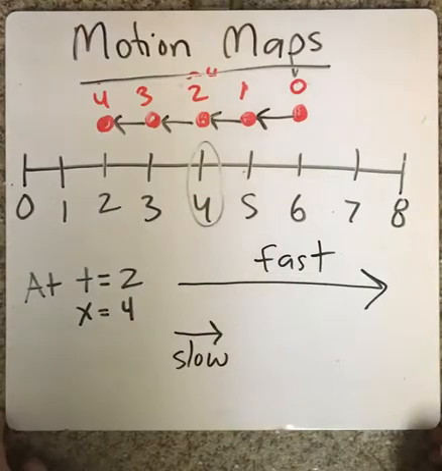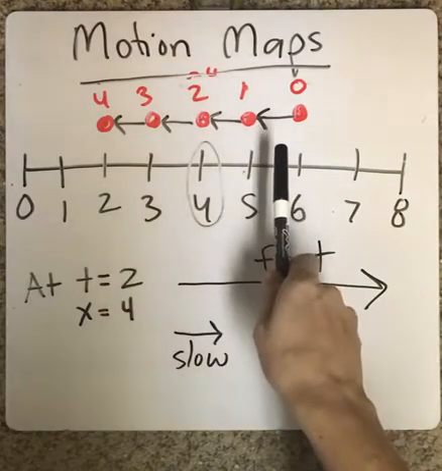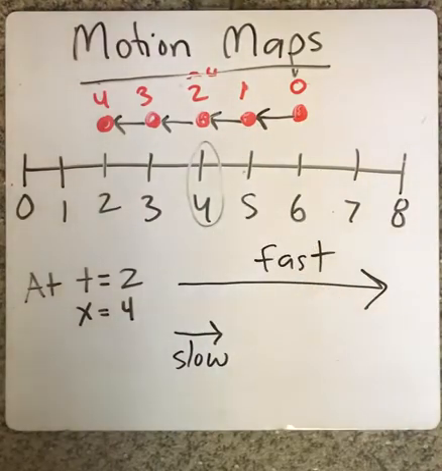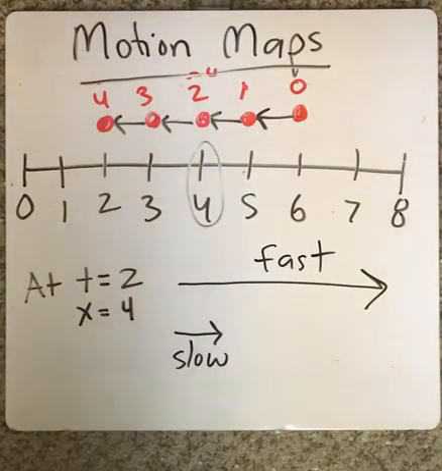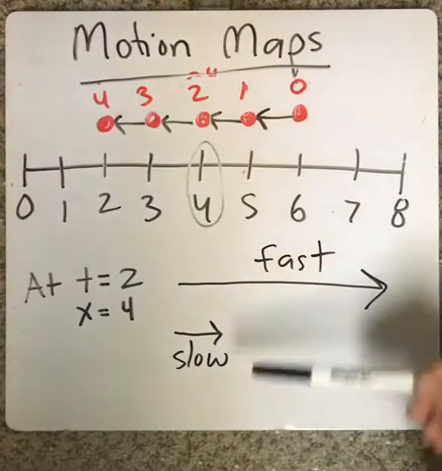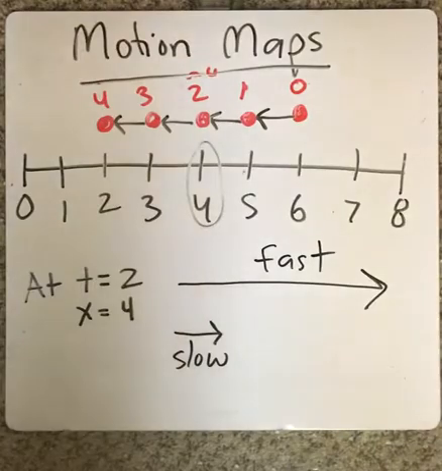So again, motion maps are just a series of dots. The numbers tell you what time the dots occurred. The arrows show you the velocity. Long arrows are fast, short arrows are slow, and if the object stops moving, you can just stack the dots up the page to show that there's more than one time at the same position.